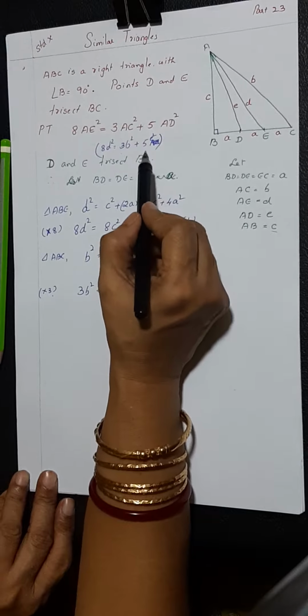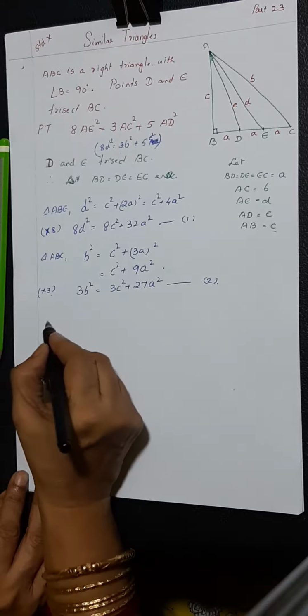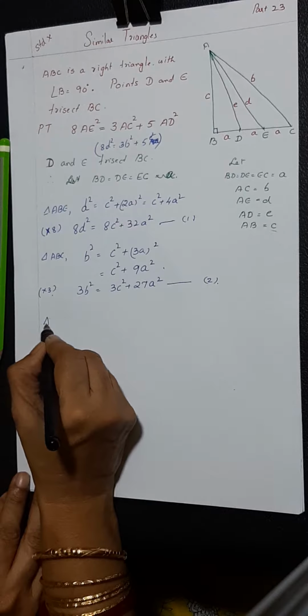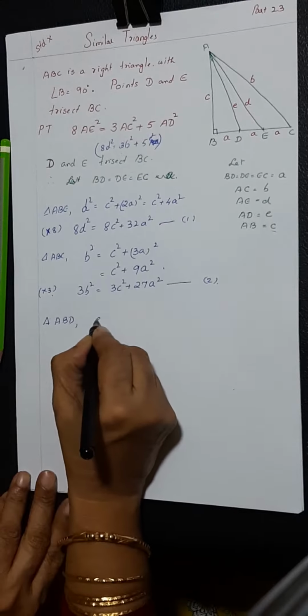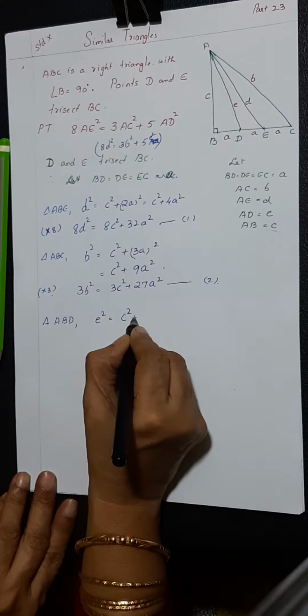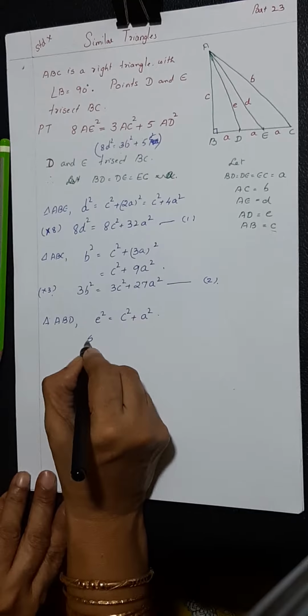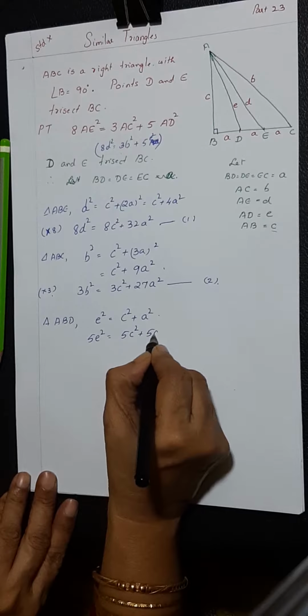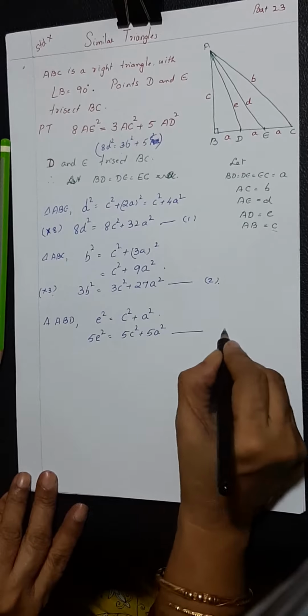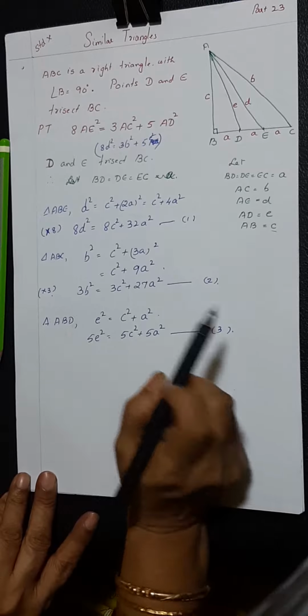Now we need AD squared. So AD squared in triangle ABD, AD squared is equal to BC squared plus A squared. So 5AD squared is equal to 5BC squared plus 5A squared. So this is equation 3.